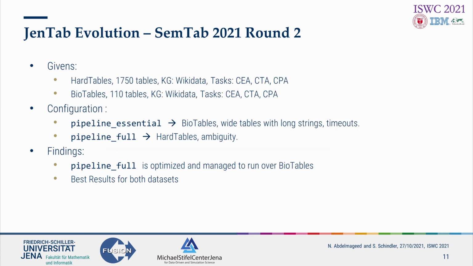In round 2, another 2 datasets are given, hard tables and biotables, from the biomedical domain, with a complete set of tasks to be solved from Wikidata. We have tried our pipeline full on both datasets. It worked the best for hard tables, however, we have encountered many timeouts in the case of biotables. Afterwards, we have implemented the pipeline essential and gained our first high scores. However, we have managed to optimize our pipeline full and solve biotables with higher scores.